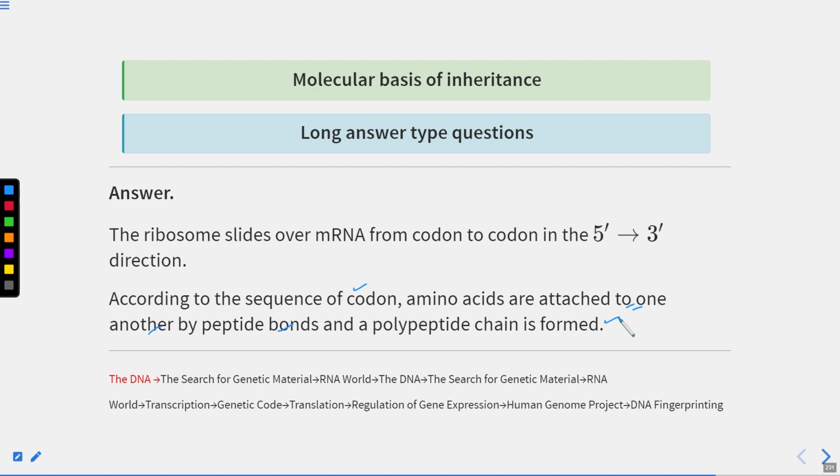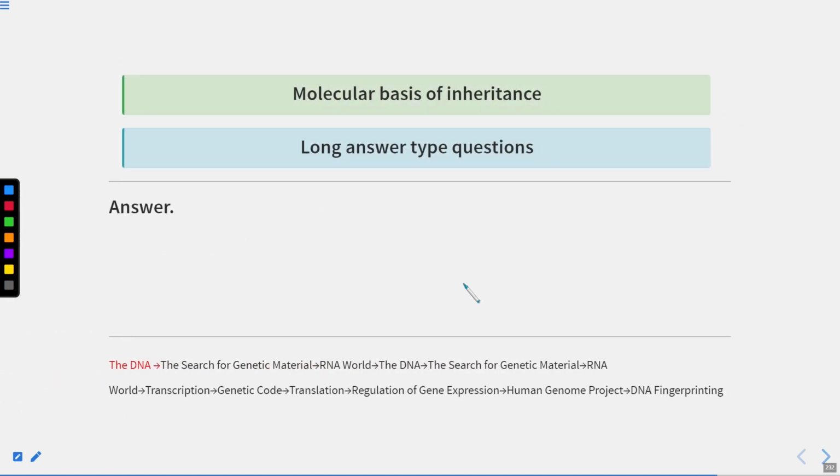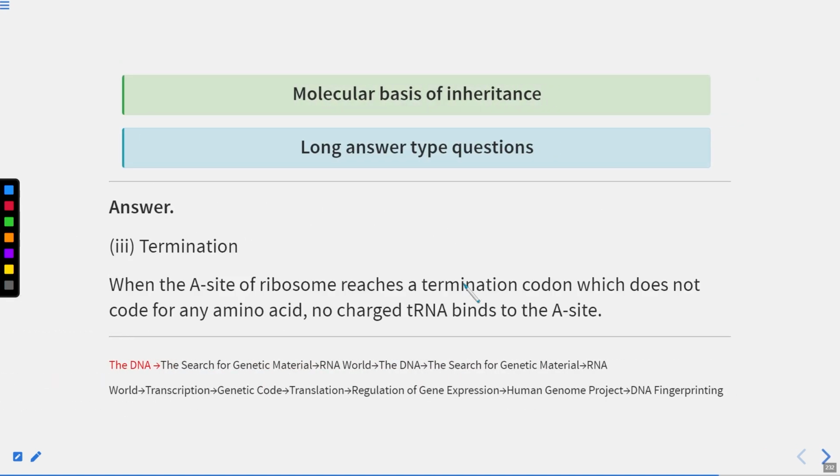So the ribosome is moving over, or sliding over, the mRNA from codon to codon. A codon is made up of 3 nitrogenous bases. According to the sequence of the codons, the corresponding amino acid will be attached to the transfer RNA, and then a peptide bond will form between the amino acid present in the P site and the A site, and then polypeptide chain formation will occur.